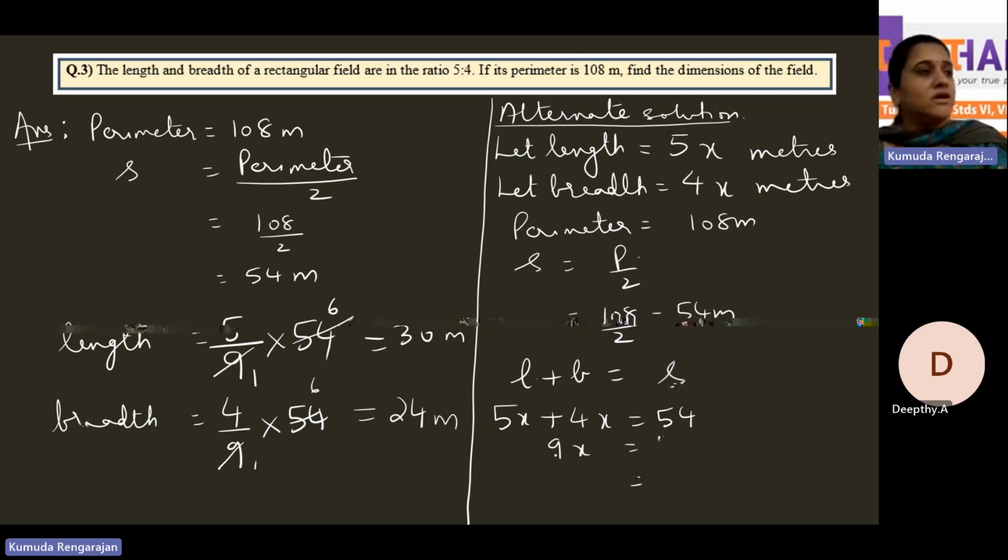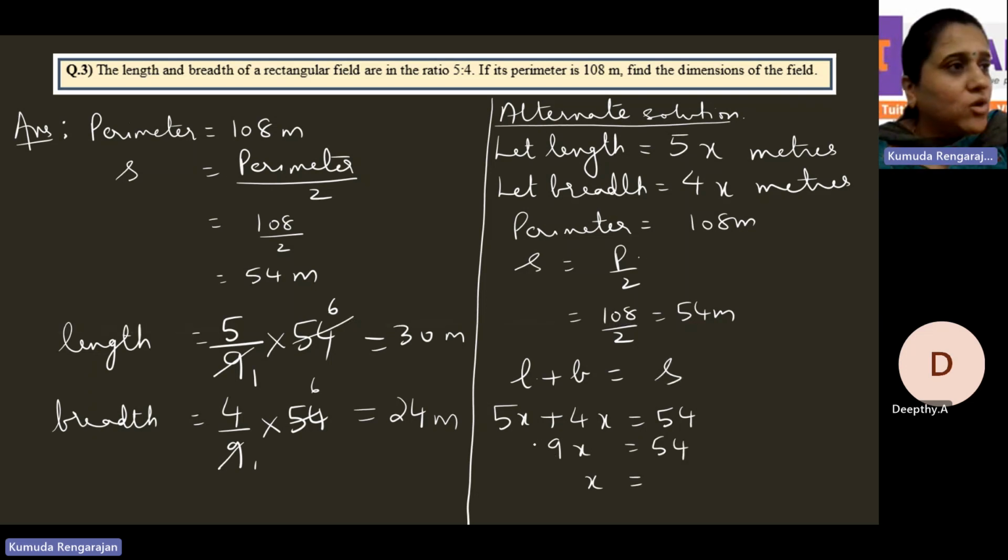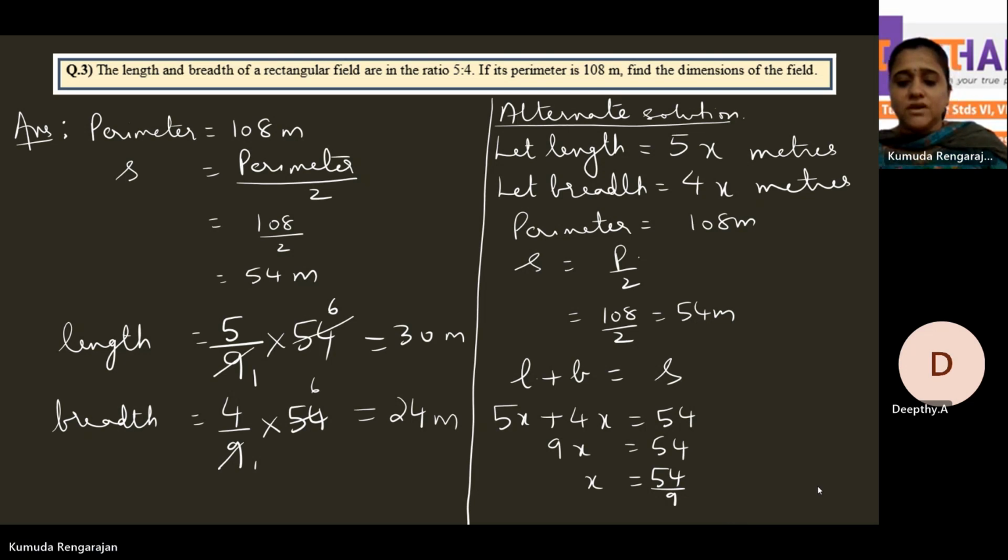So x will be equal to... 9 is in multiplication. It will go down for division to the other side. 9 into x it is. So when you take it to the other side, it will become the opposite operation. Multiplication and division are opposite operations. So into 9 will become divided by 9. 54 divided by 9. And what is 54 divided by 9? 6. So the value of x is equal to 6.